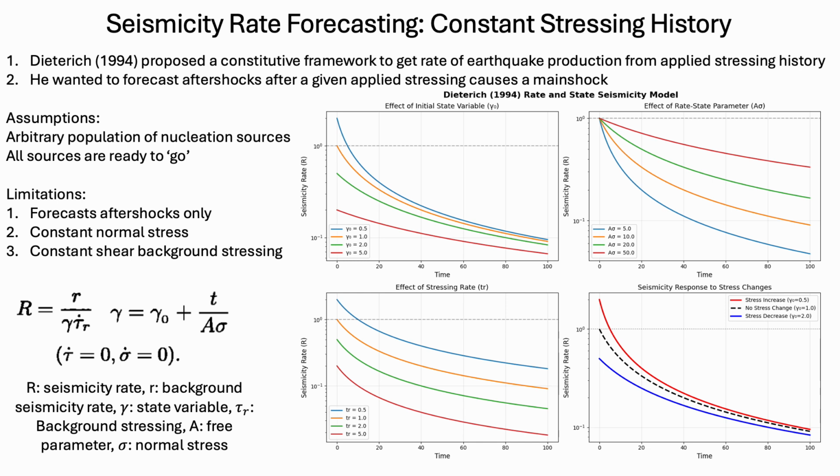However, the assumption of this model is that he only wanted to forecast aftershocks, and this model is only valid for a constant normal stress. Normal stress is not changing. He assumes that each of these populations of faults in his 3D Earth volume is ready to go, all above steady state. And each of these, under a constant background stressing rate, produces a characteristic Omori decay in seismicity rate.